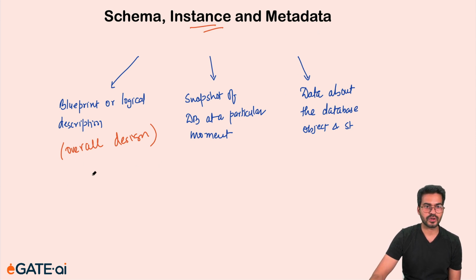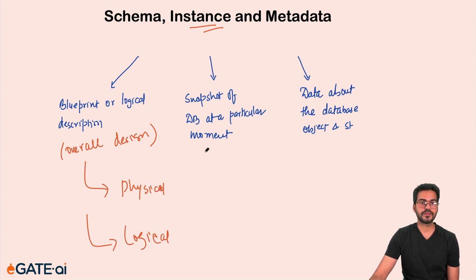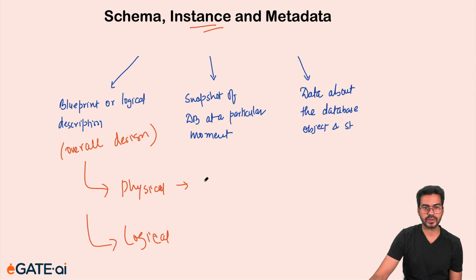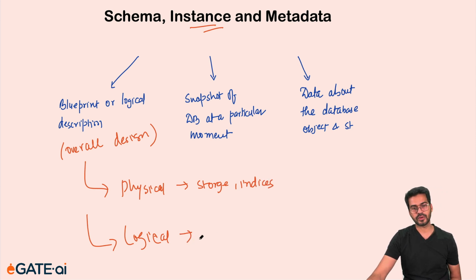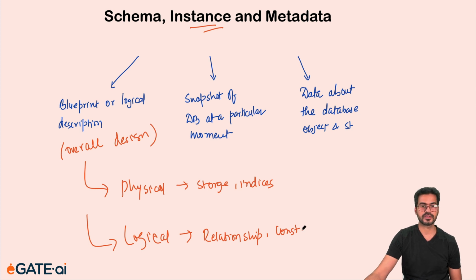Now there are two types of schema: physical schema and logical schema. Physical schema is more about storage, indices, while logical schema is more about relationships, constraints, etc. So this is basically the overall concept of schema, instance, and metadata.